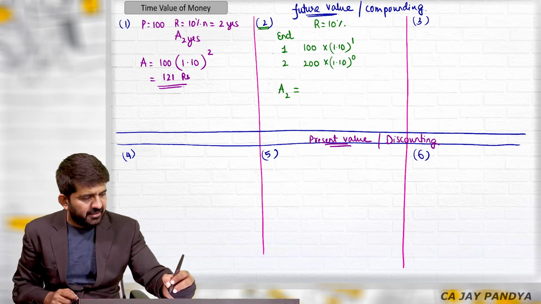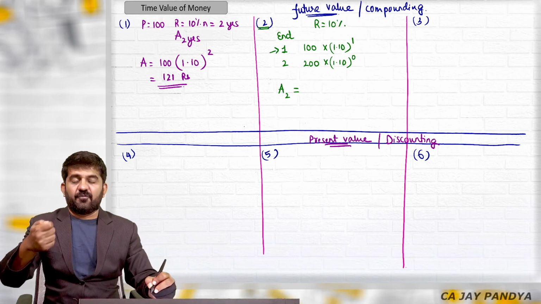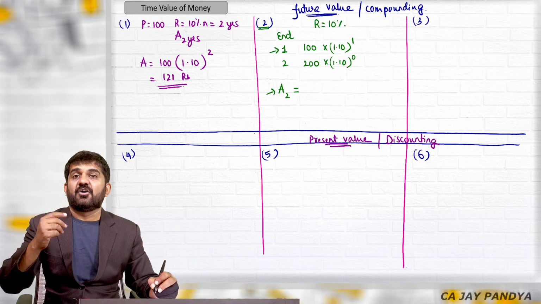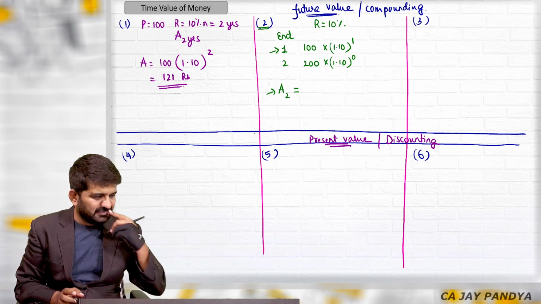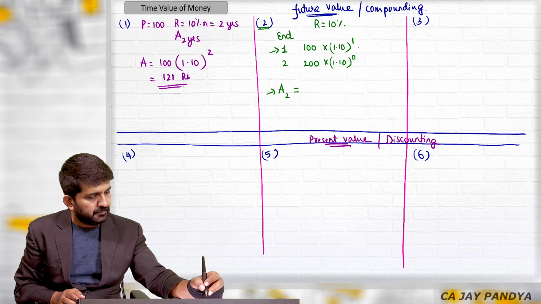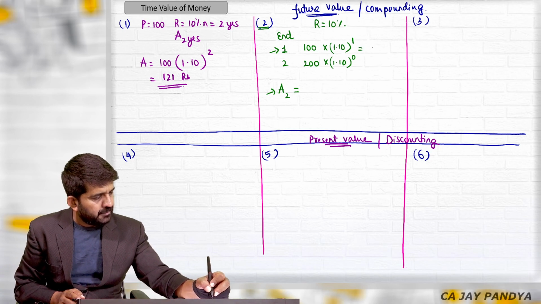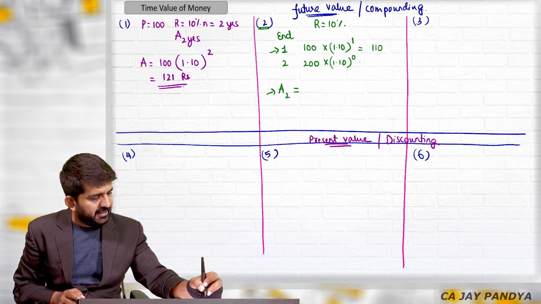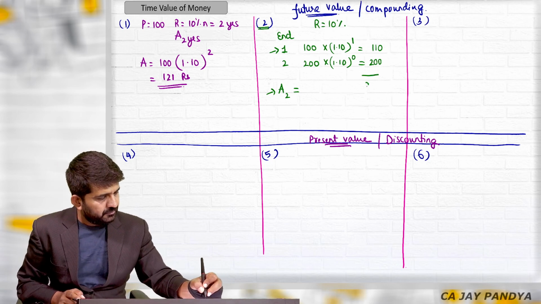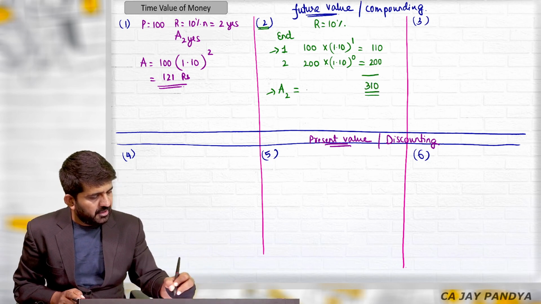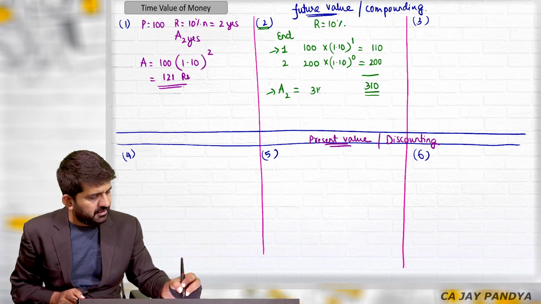Please understand, if you invest something at the end of first year and withdraw at the end of second year, you will be getting only 1 year's interest. This is 110 rupees. This will be 200 rupees only. Amount after 2 years will be 310.